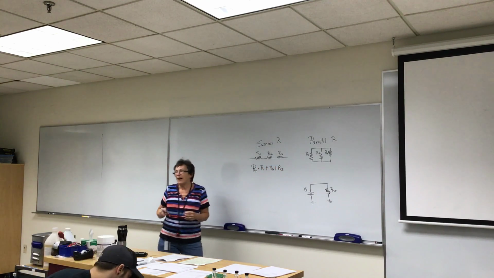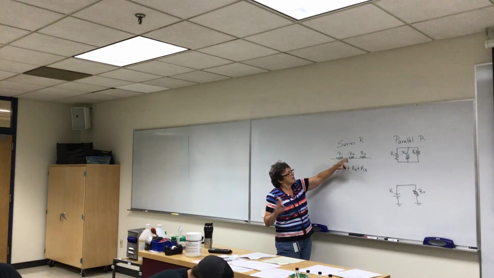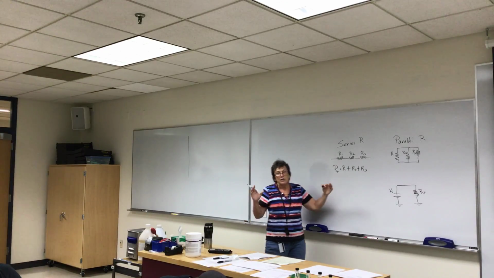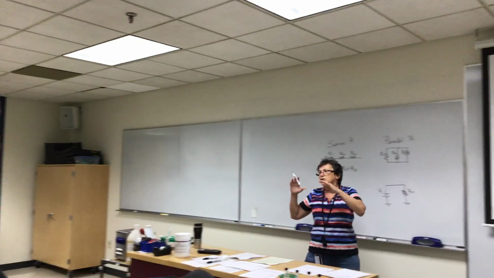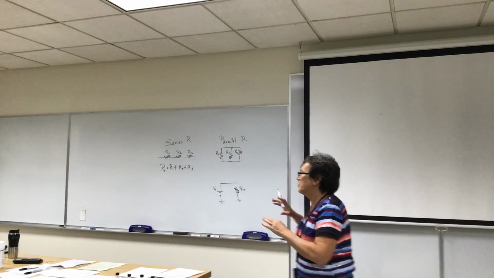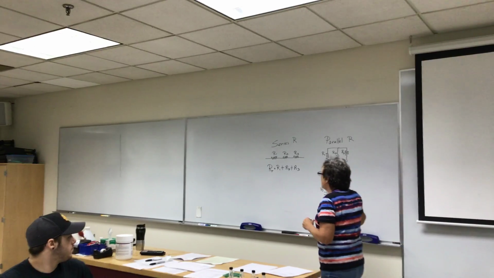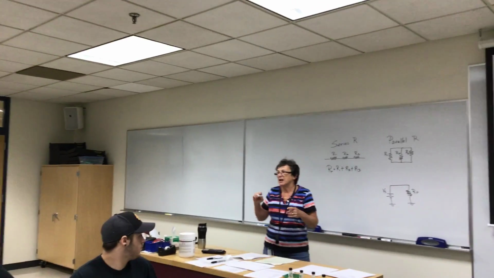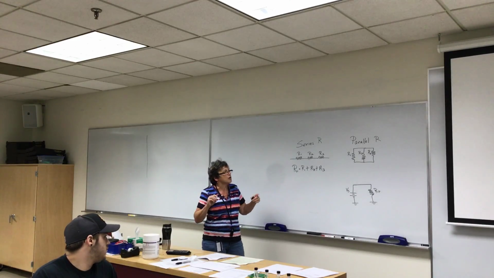When they're in parallel, so let's go back to series. In series, the total is always going to be larger than the largest resistor. It has to be, okay? You add up the resistance. When we're in parallel, do you guys remember the formula? How do we find our R total on this one?